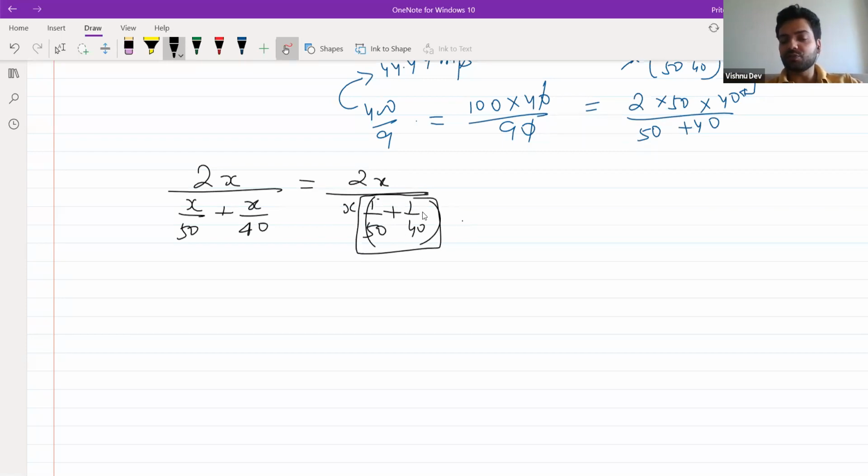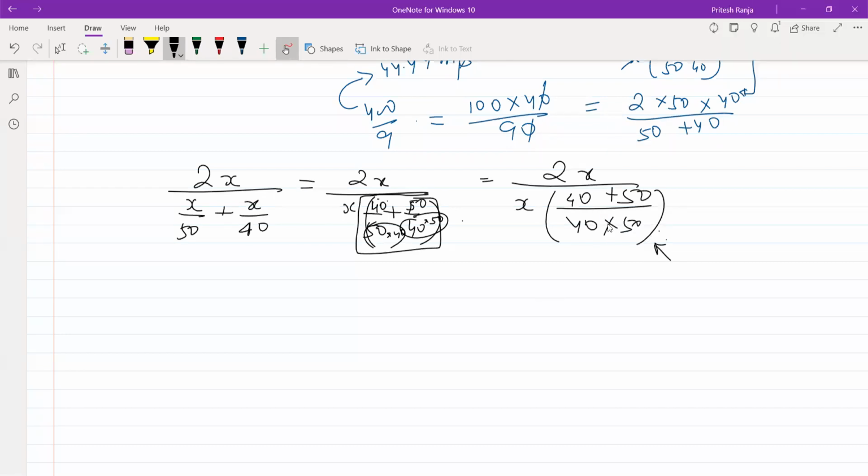So if you add this, what we do? We make the denominators the same, right? So I multiplied this by 40 and I multiplied this with 50. So I had to multiply here also 50, here also 40. So I can see the same denominator. So that will be 2x by x, 40 plus 50 by 40 into 50. Is this understood till here?